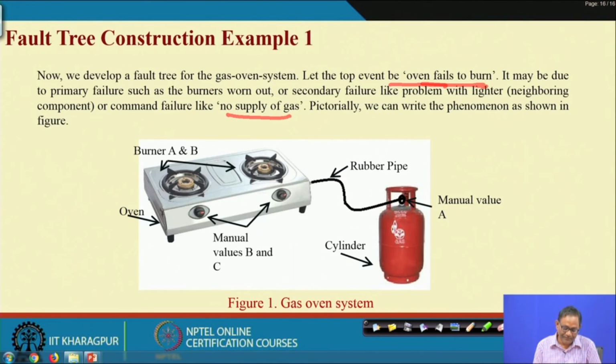So, the burner may fail, and I am giving this in terms of the PSC concept here. If the burner fails, then it is the primary failure. Or, the burner is working but the lighter is not working, and for some reason you are not able to understand why. Or, gas is not coming. When gas is not coming, that is a subsystem level issue because the supply of gas is a concern. If I consider system and subsystem here, this oven is one system, and the supply of gas is another system. So, the burner fails to burn.